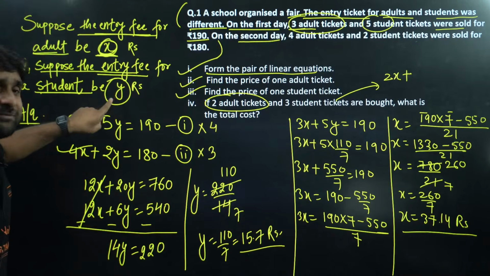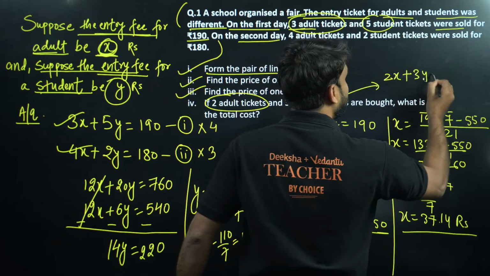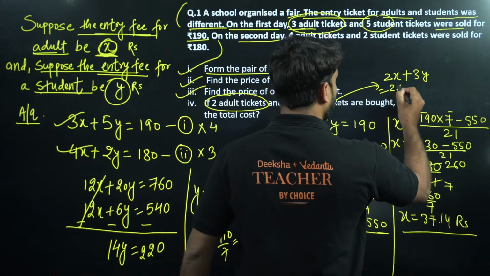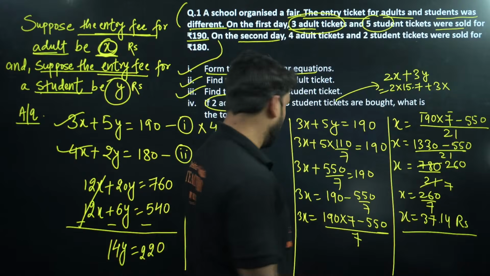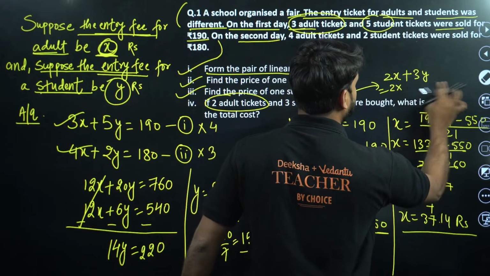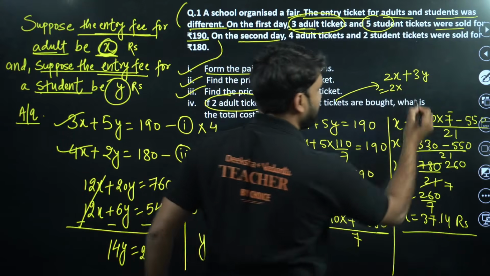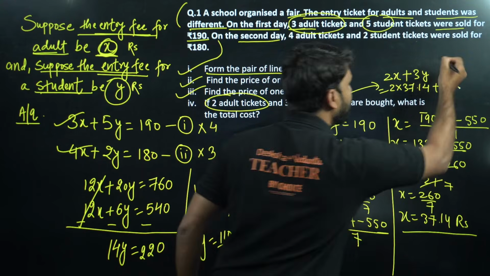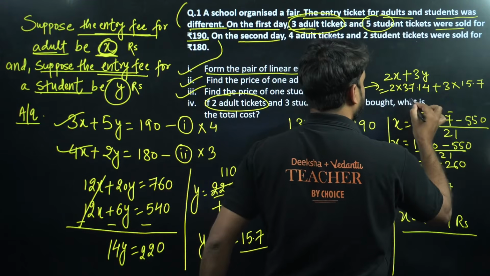What is the charge we have supposed for one student? Y. So it would be 2x plus 3y. And we have the values. X we have is 2 into 15.7 plus 3 into y we have. Opposite, I'm writing here opposite values. So the values have changed. So 3x, 2x, so x we have is 37.14 plus 3 into y we have is equal to 15.7. So please solve this. So what will be the result?